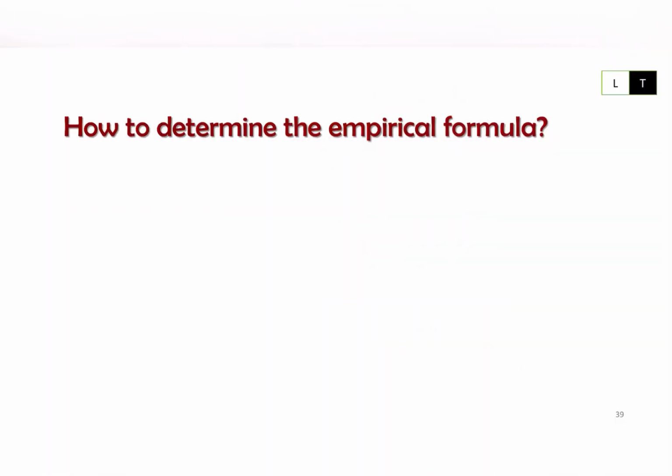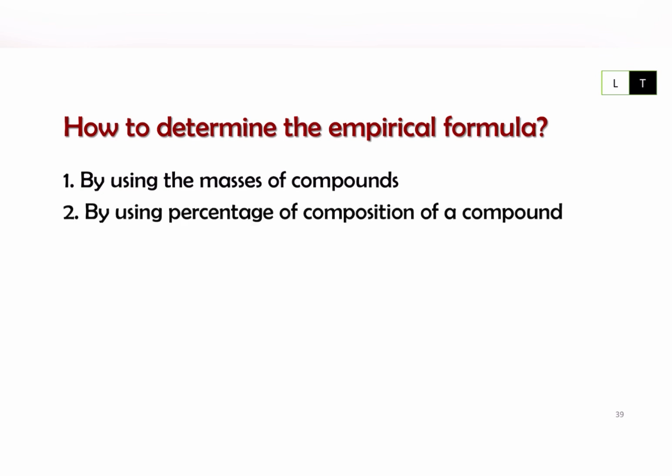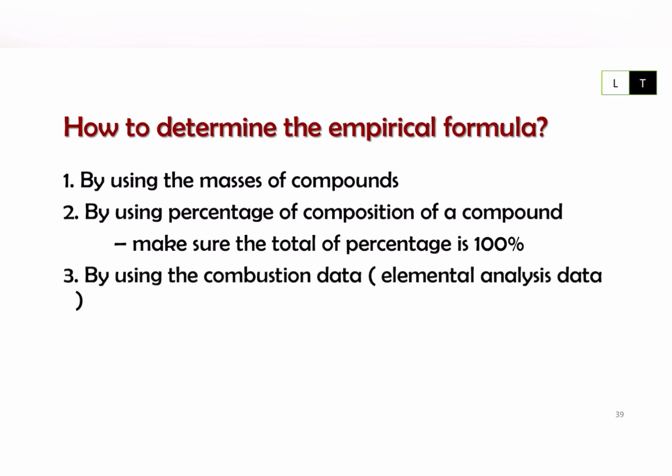So, what is the purpose for us to know how to determine the empirical formula? This is because we want to find out the molecular formula of any compounds given. So, how do you determine the empirical formula? We got 3 different methods. The first one is by using the masses of compounds. The second, by using the percentage composition of a compound, and this is where you have to make sure the total percentage of your composition is 100%. And last but not least, you should know how to use the combustion data in order to determine the empirical formula.